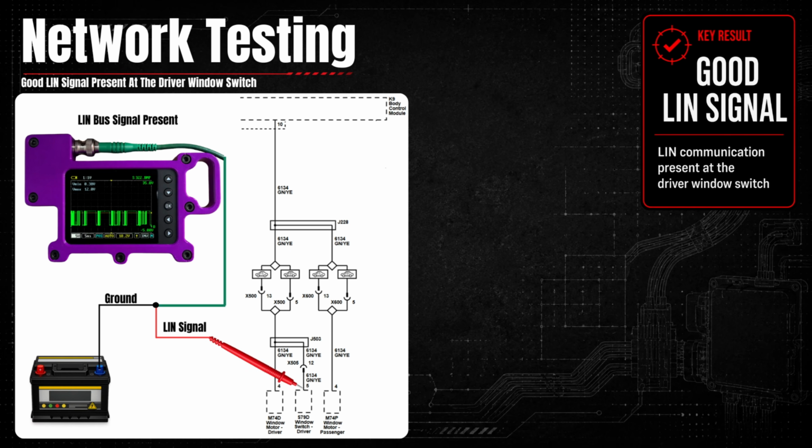So at the window switch, we had a perfect waveform here, really nice packets in there. It's a very clean looking waveform. It's just a 12 volt pulled down to ground, and that's pretty much just a LIN bus signal if you've never seen one. Pretty simple, easy to diagnose.